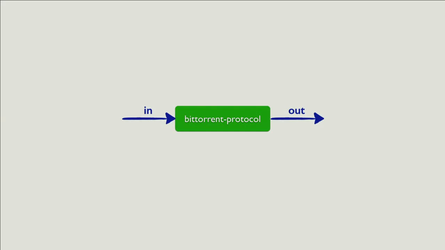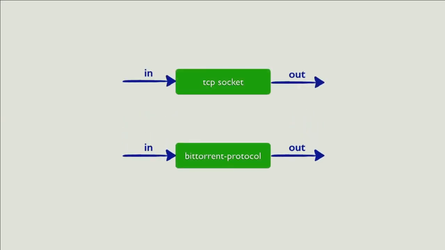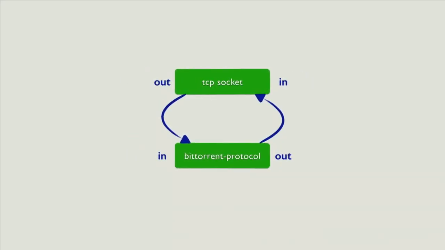So now what do you hook this up to? In Node, lots of things are streams. A TCP socket is also a stream, a duplex stream as well. And so you can do something cool like this. Hook them up. Any data that comes in from the peer gets piped directly to this module, and any data this module outputs gets piped back over the TCP stream.